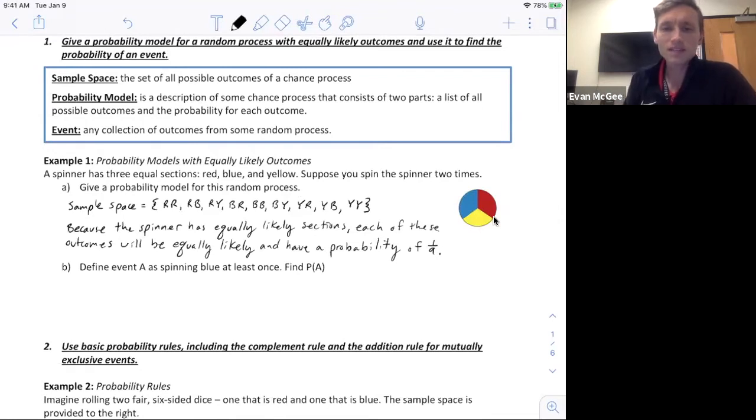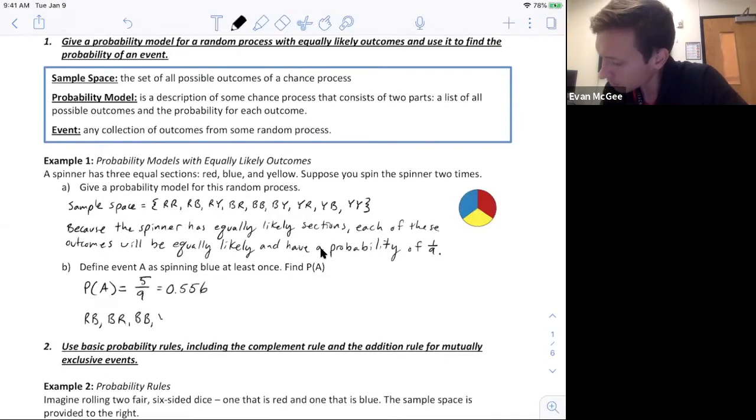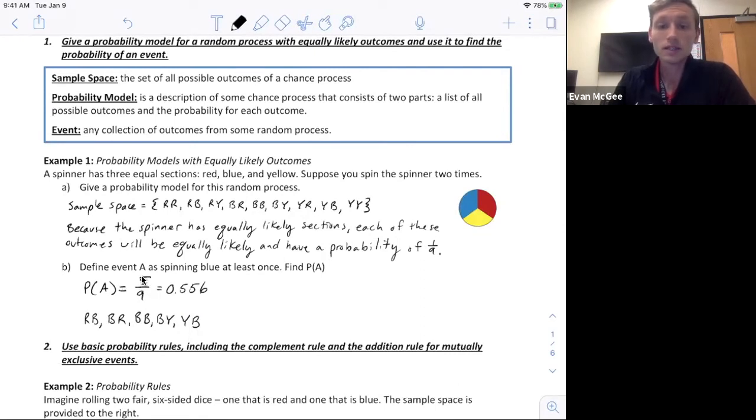So let's define event A as spinning blue at least once. So now we've identified an event. It's a collection of outcomes. It's all the outcomes that have blue in them. If we count, there are a total of 5 outcomes with at least one blue: 1, 2, 3, 4, 5. So those 5 out of 9 mean the probability is 5 out of 9. You can see the probability of event A is 5 out of 9, or 0.556. I listed the 5 total outcomes that satisfy event A. That's not necessary, I just wanted you to see it.